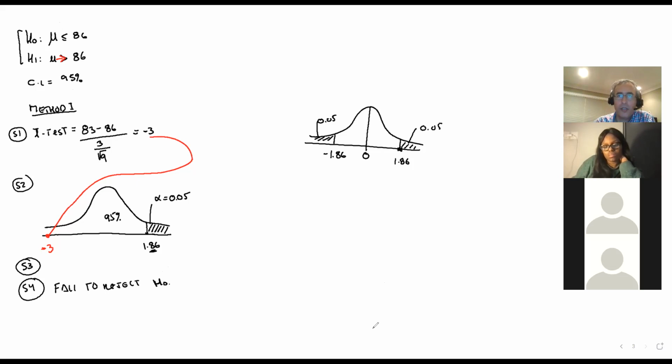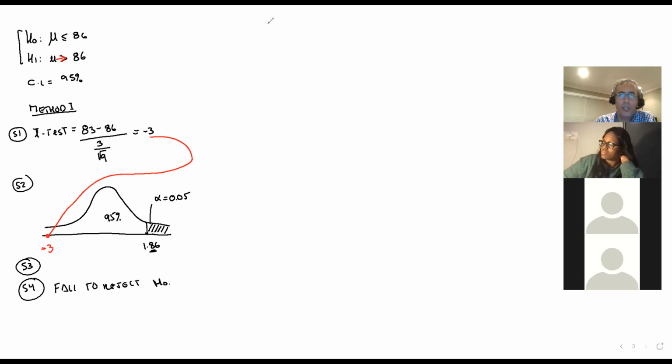So let me delete this one here. That was method one. So let's do method two. I will call it method three. That is basically the p-value. So for the p-value, how do I compute the p-value?